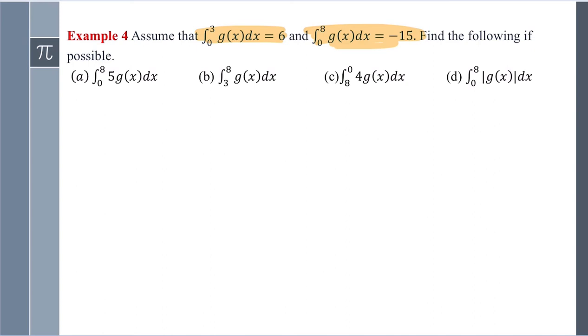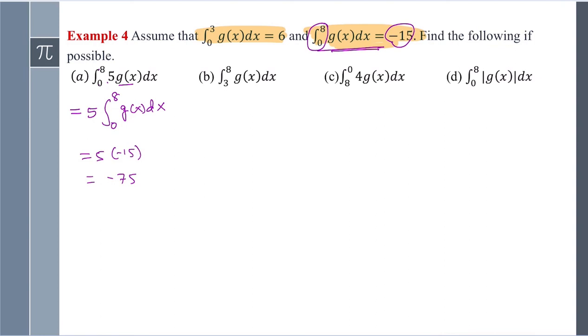So the first one is going from 0 to 8. We have the integral from 0 to 8 given as negative 15, and we have 5 times g of x. Using the property of constant multiple, we can bring that 5 out, and we can write 5 times the integral from 0 to 8 of g of x dx. We know that this definite integral is given to us as negative 15. So this value equals negative 75.